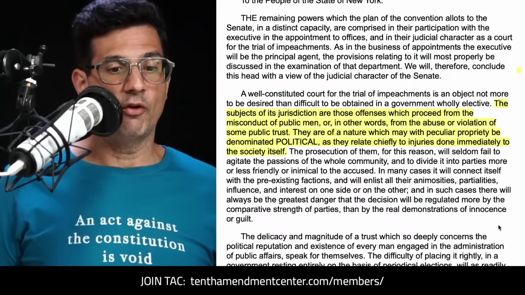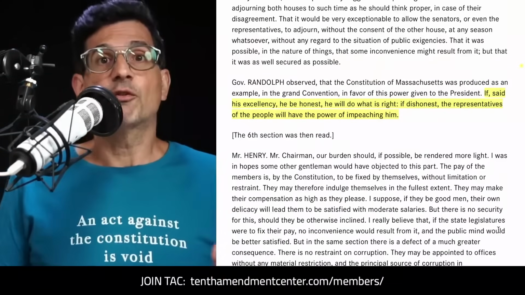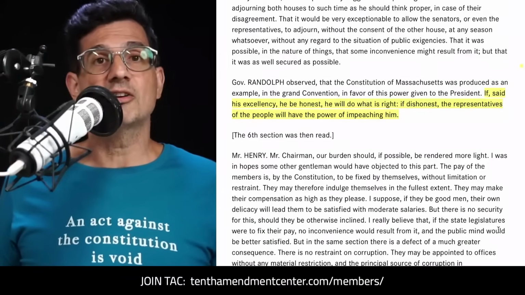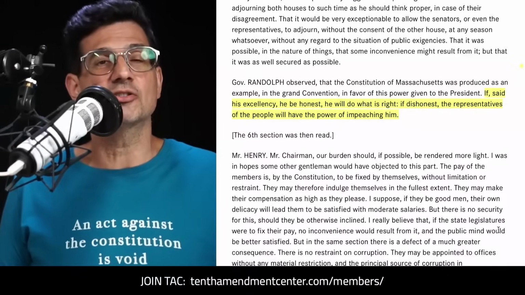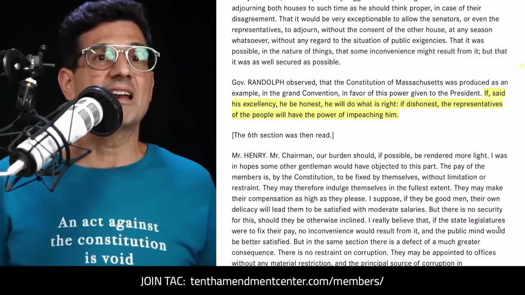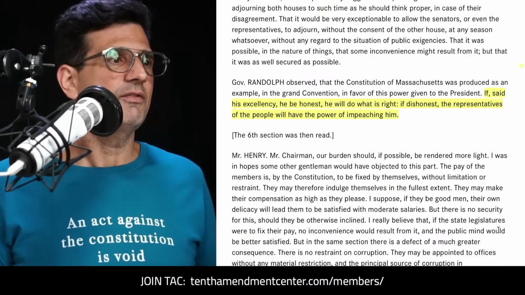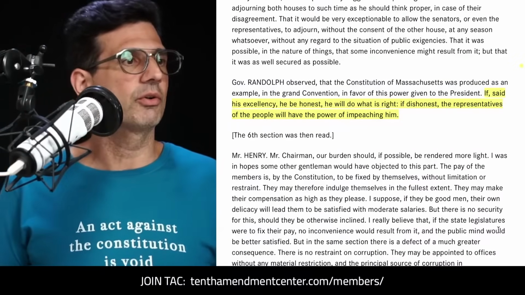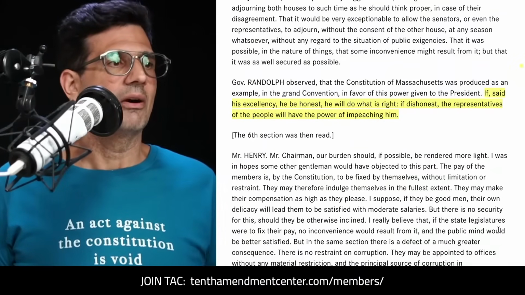Now, Edmund Randolph also weighed in on this during the Virginia ratifying convention. He was the first attorney general under George Washington. And he was one of 3 people in Philadelphia who actually didn't sign the Constitution. He ended up turning out to be an advocate for ratification later on. But here's how he put it: "If," said His Excellency, the governor, of course, "he be honest, he will do what is right." Now, Randolph's the governor.